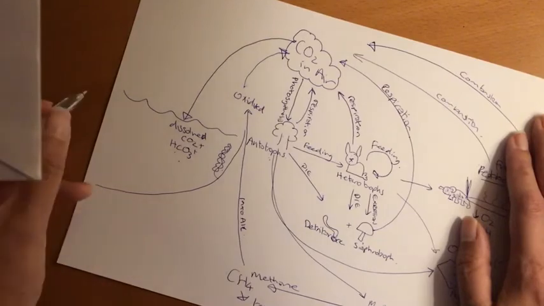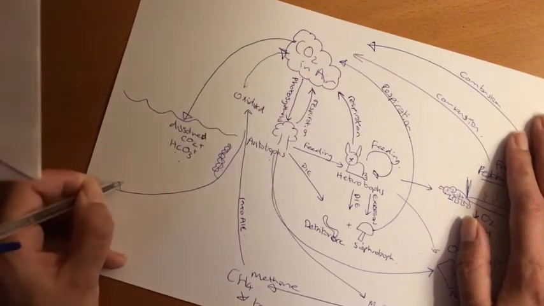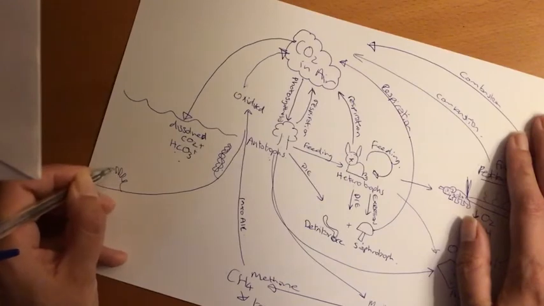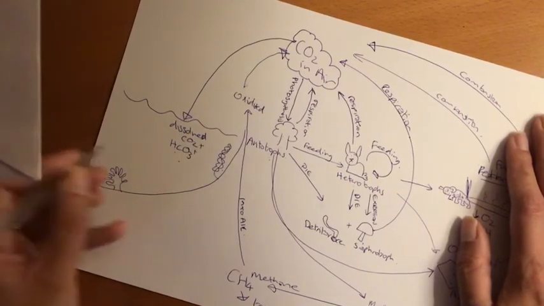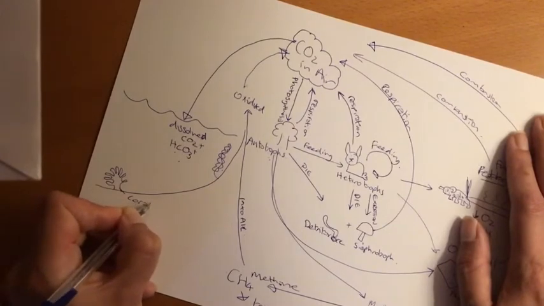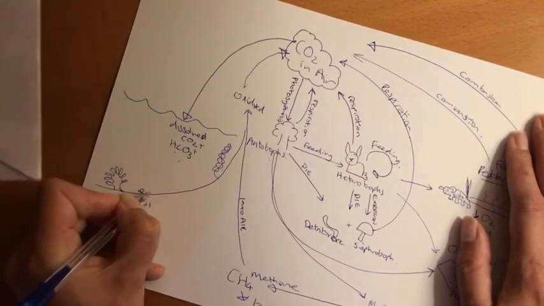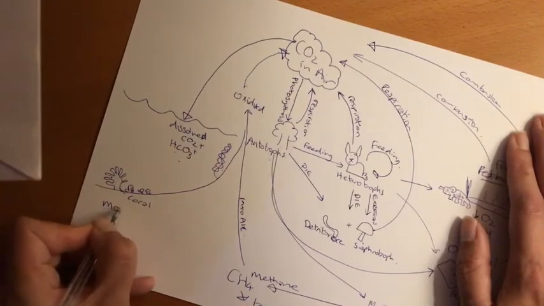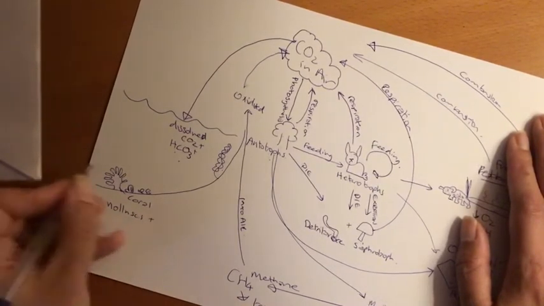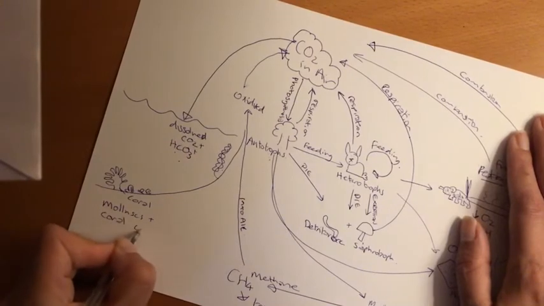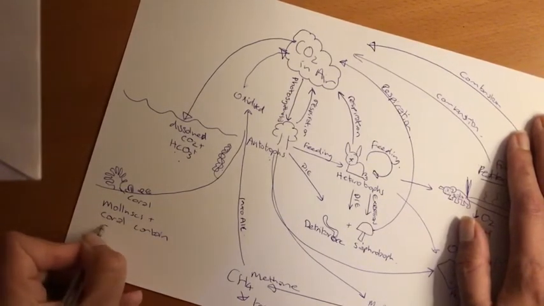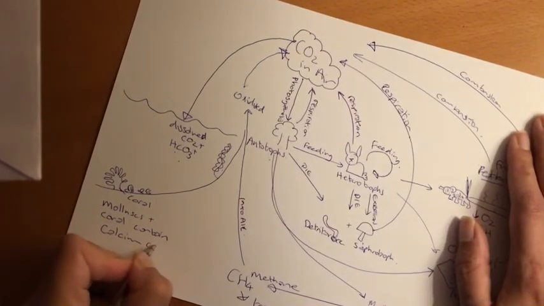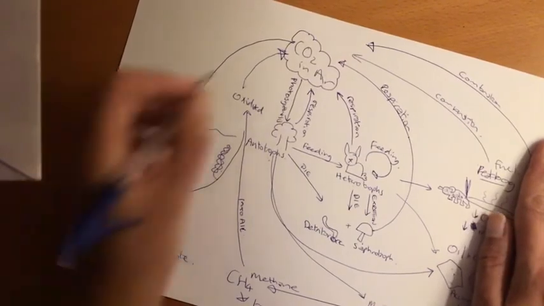Another way that the carbon dioxide can get trapped is in organisms. This looks like a plant, it's not meant to be. This is a coral, and I'm going to draw some mollusks as well. Be a shell. There you go. Anyway, right, so mollusks and coral contain calcium carbonate. Okay, so that is a store of carbon dioxide.